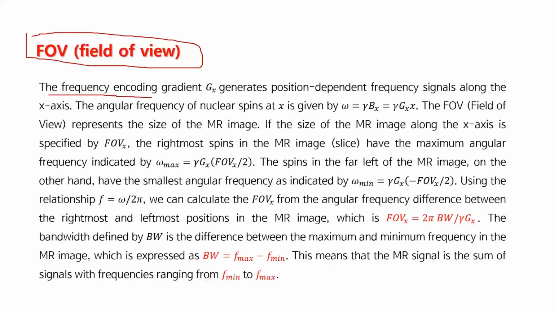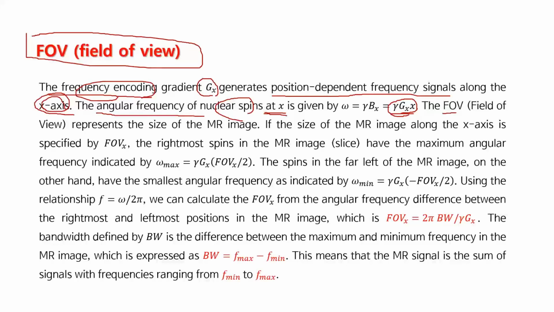The frequency encoding gradient Gx generates a position-dependent frequency signal along the x-axis. So in the acquisition of the data, we have to apply the frequency encoding gradient. The angular frequency of nuclear spins at x is given by this relation, gamma Gx x.